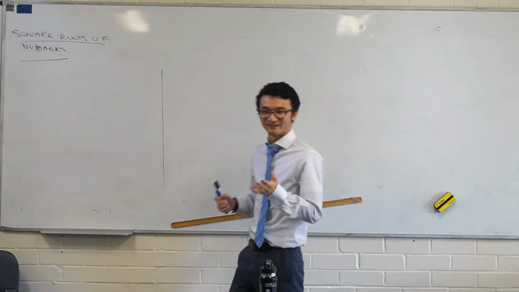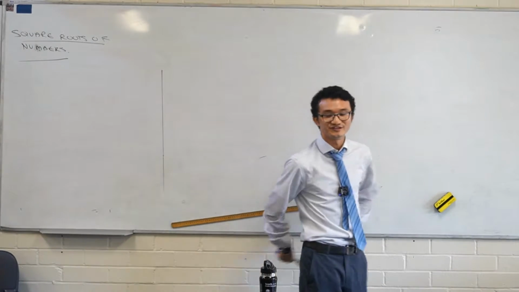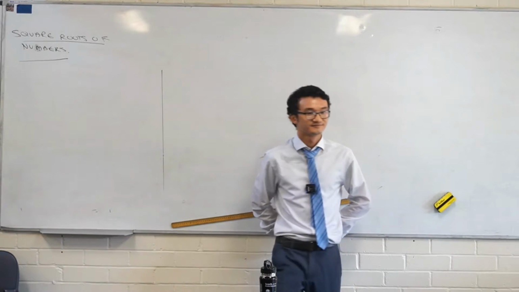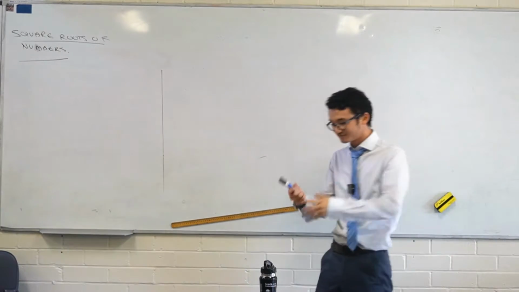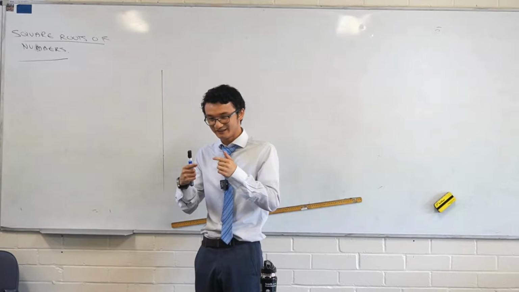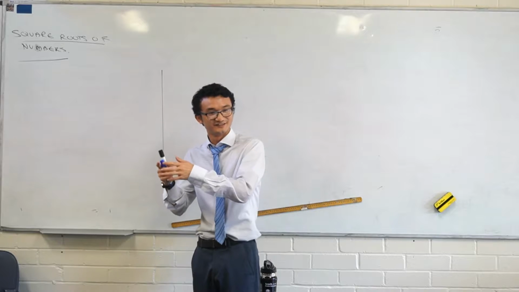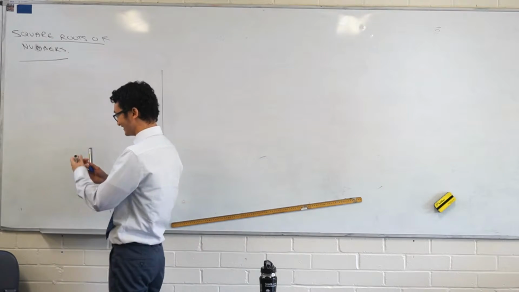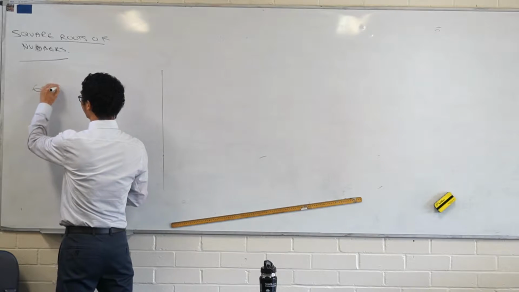How did we define the square roots of numbers when we first introduced them? Finding the number that, if you times it by itself, gives you the number that you started with. Okay, that's one way. It's a little bit of a convoluted definition, right? The easiest way is to use an example.